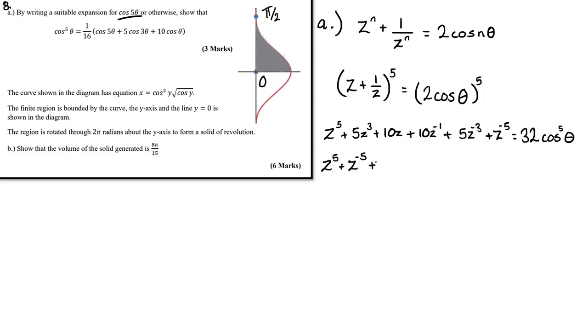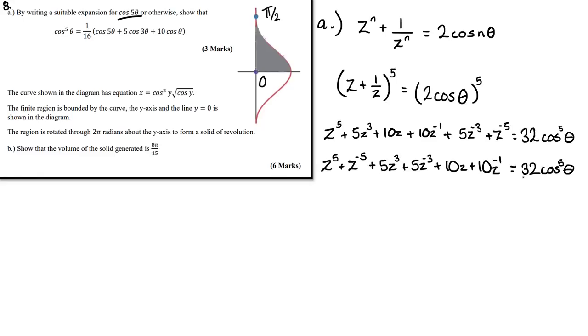I've got 5z cubed and 5z to the minus 3. And then finally, 10z and 10z to the minus 1. And again, this is just equal to the right hand side here, 32 cos to the power of 5 theta.